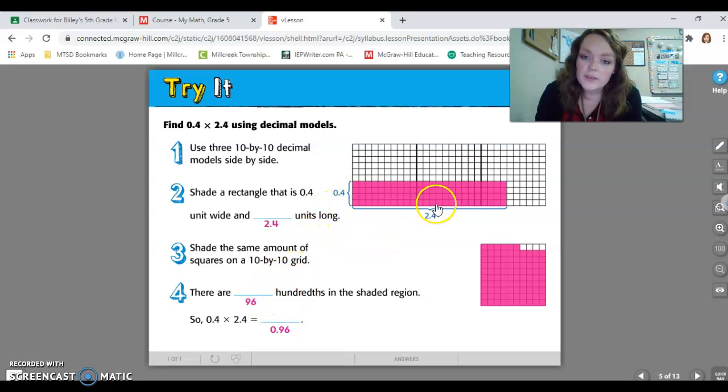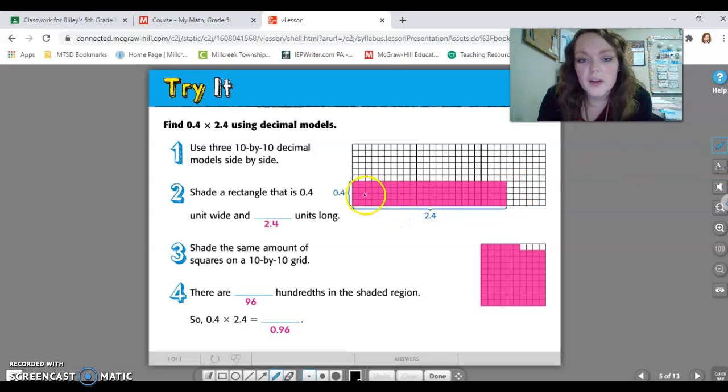If we look at this and we count every single individual square, or we put it in a model that we can see and combine it into one base 10 block, it is actually 96/100ths. So if we counted every single square up here, it would be 96/100ths. Then we have 96/100ths as our answer.